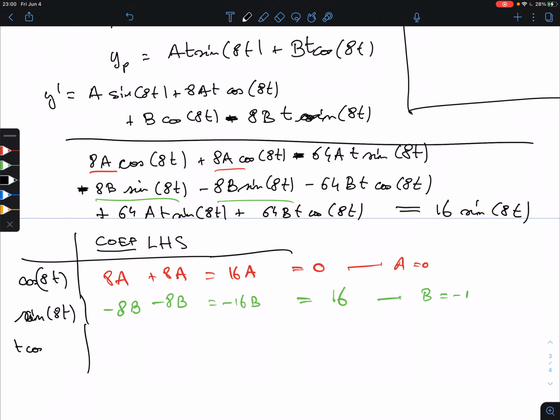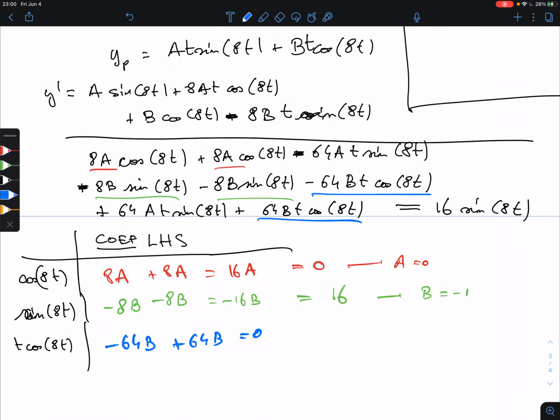t cosine 8t, let's look at what's the coefficient of that. Okay, that's in blue. Where is the t cosine 8t? There's one here, minus 64b, and there's one here, plus 64b, this is 0. Good thing, because there's also 0 on the right-hand side. If it would be anything else, I would be stuck, because a and b are already determined. What about t sine 8t? Same thing, right? There's a minus 64a, and here is a plus 64a.